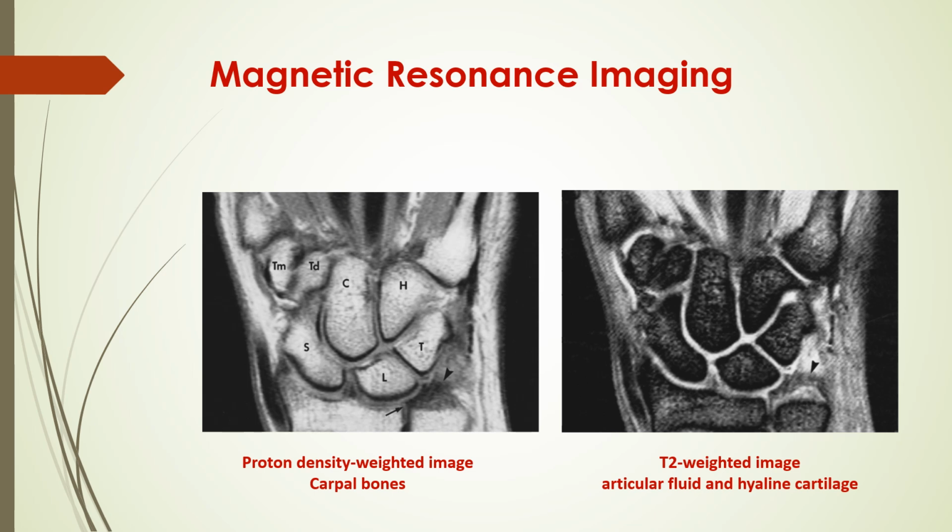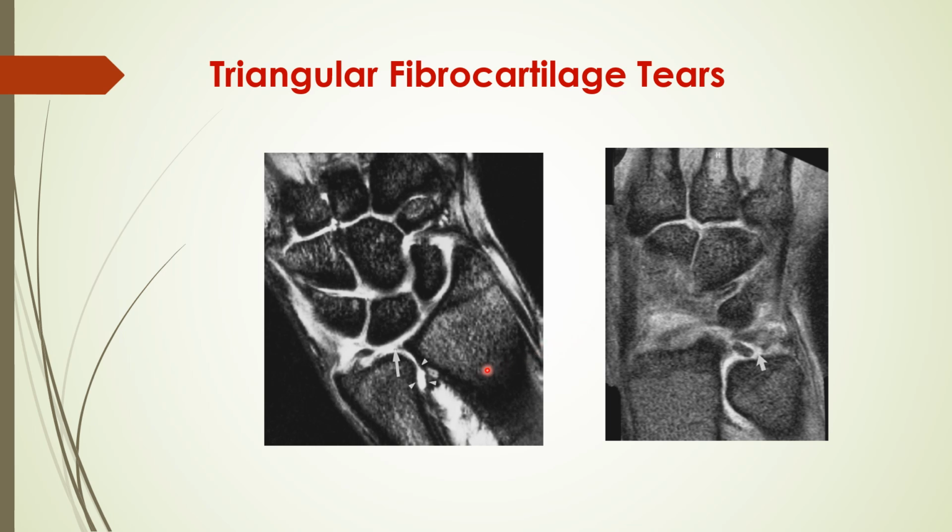What is more commonly done is magnetic resonance imaging, and this has brought in a paradigm change in hand imaging. With the proton density weighted images, you can see all the carpal bones, and the bone marrow in the carpal bones is nicely visualized. In case of T2 weighted images, you can see the articular fluid between the carpal bones as well as the hyaline cartilage. So any injury to these structures can be visualized in T2 weighted images. Say in case of triangular fibrocartilage tears, you can see the tear in this and this picture.